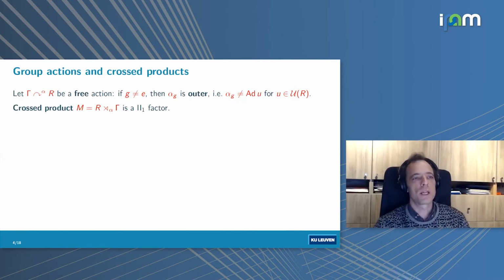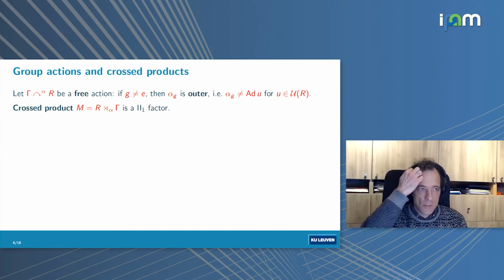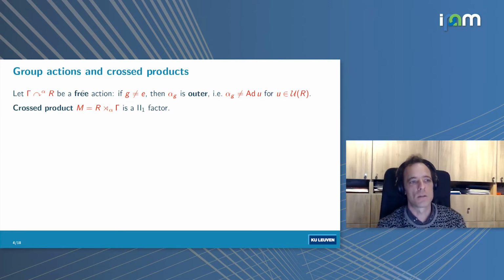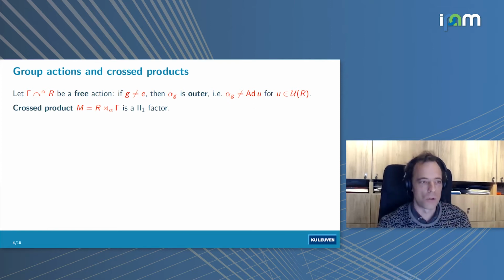So what is the correct notion of classification for group actions? Well, that's motivated by looking at their cross product. So if gamma is a free action on the hyperfinite II_1 factor, and freeness here, it's my preferred terminology compared to outer, but it's really the same. I really mean that a non-trivial group element g will act by a so-called outer automorphism. So alpha_g is not an inner automorphism if g is not the neutral element. We build the cross product as was explained in the previous talk.